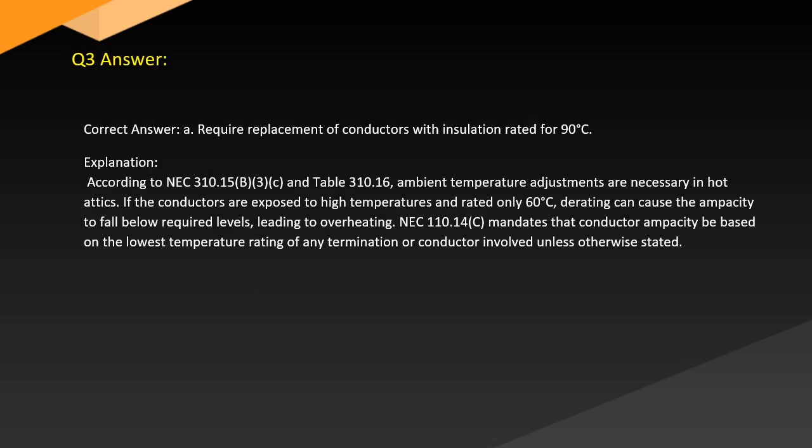Answer. Correct answer: A. Require replacement of conductors with insulation rated for 90°C. Explanation. According to NEC 310.15(B)(3)(c) and Table 310.16, ambient temperature adjustments are necessary in hot attics. If the conductors are exposed to high temperatures and rated only 60°C, derating can cause the ampacity to fall below required levels, leading to overheating. NEC 110.14(C) mandates that conductor ampacity be based on the lowest temperature rating of any termination or conductor involved, unless otherwise stated.